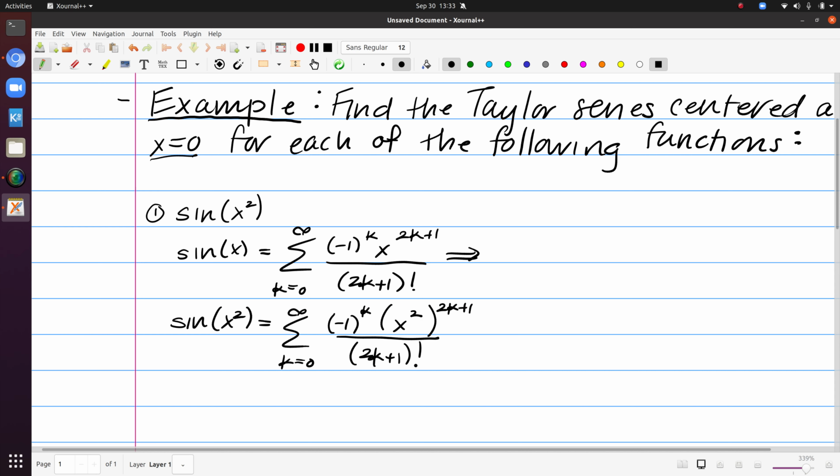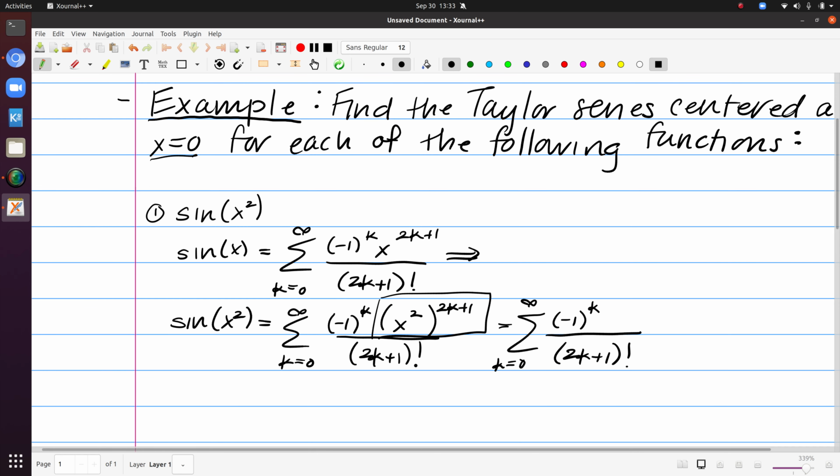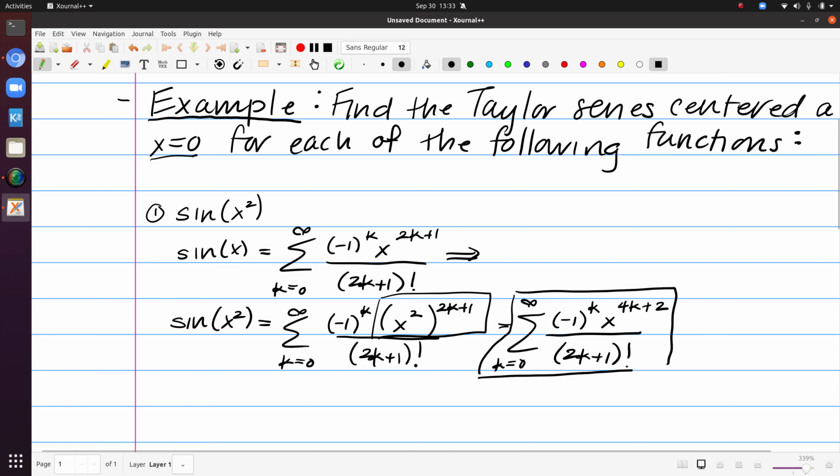So what I mean by that is I can actually simplify this part to better specify what the power on x is. So yet again, I have the sum from k equals 0 to infinity. I have my negative 1 to the k and my 2k plus 1 factorial. x squared raised to the 2k plus 1 power is the same thing as x to the 4k plus 2. So this here would be my desired Taylor series.